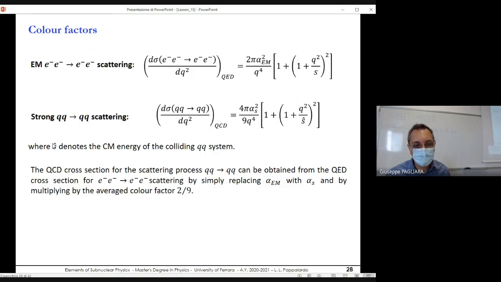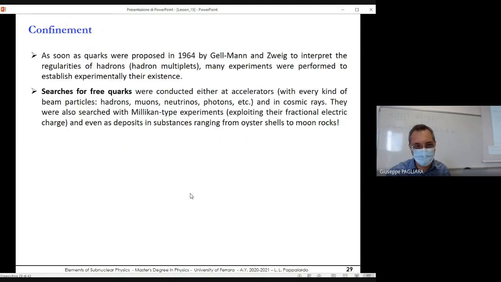So the QCD cross section for the scattering process, quark-quark into quark-quark, can be obtained simply starting from the QED Mott scattering, by replacing, as usual, the coupling constant, so alpha electromagnetic with alpha strong, and by multiplying by 2/9. This takes account, in average, of all possible combinations of color exchanges. Very easy.